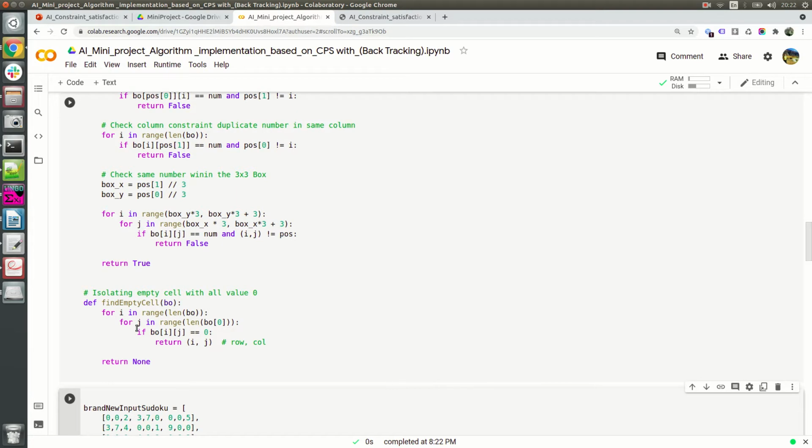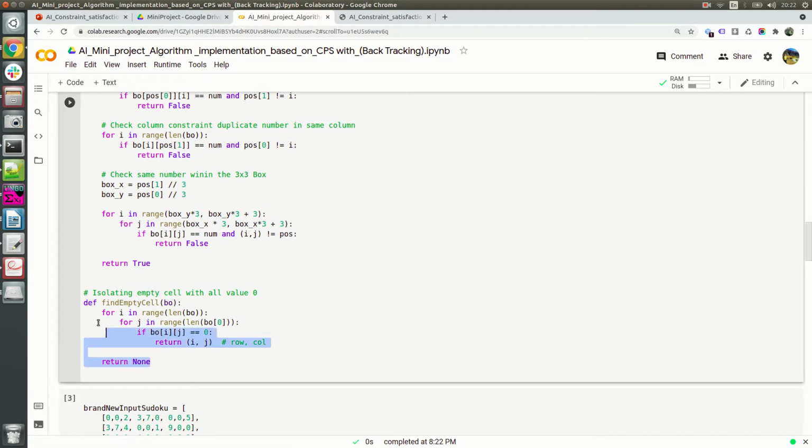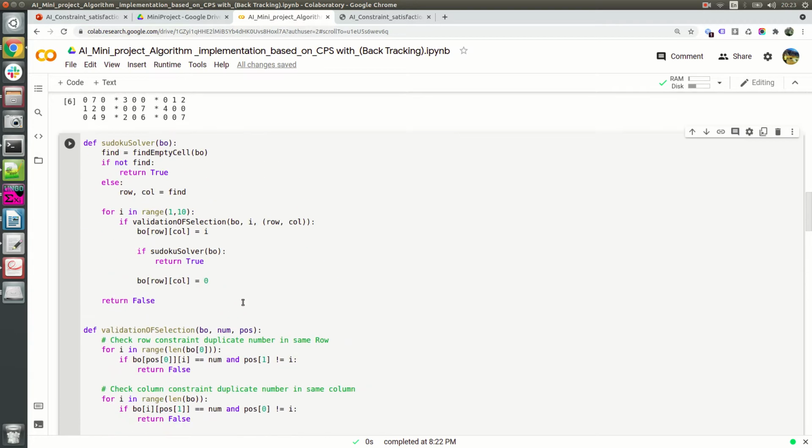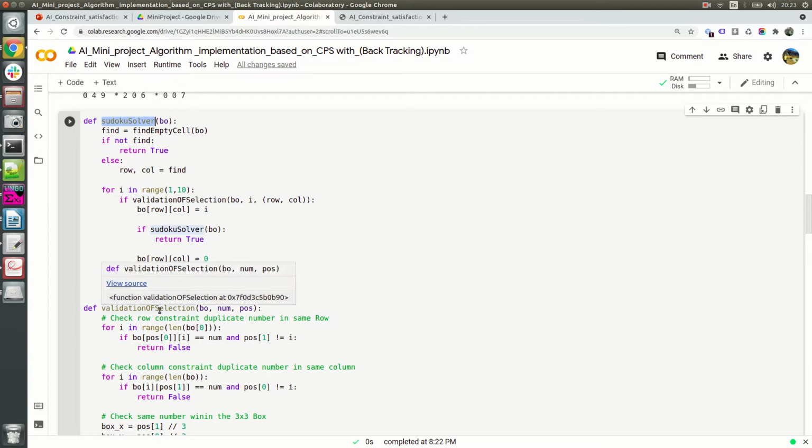First is the isolating step, where they find the empty cells. This method helps me to identify all the empty cells which have a 0 in the value. That means empty cells, right? If it is greater than 0, then it will not be marked as an empty cell. That gives the empty cells, and that will be passed to these 2 methods, Sudoku solver and validation of selections. What does Sudoku solver do?